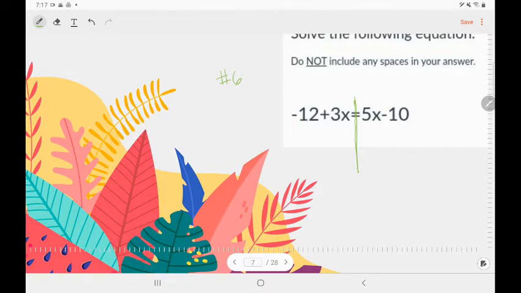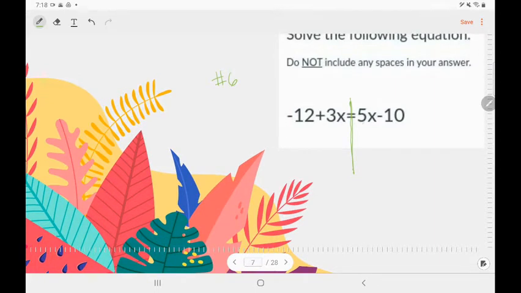The way I decide which is which is which side has the bigger variable. So this has 5x and this has 3x. This is the bigger variable. So variable side, number side. Now you might say, I do it the other way and it works. And you're right, it works either way. I just find this way gives me fewer negative numbers to deal with.